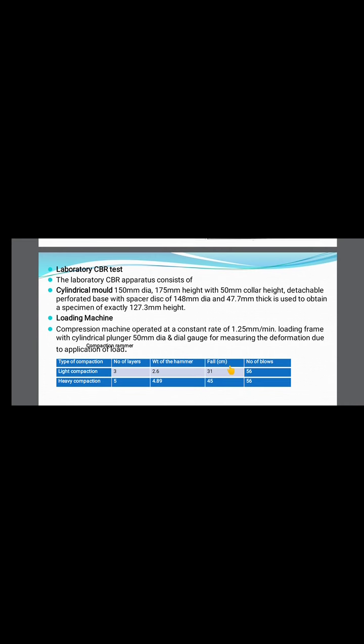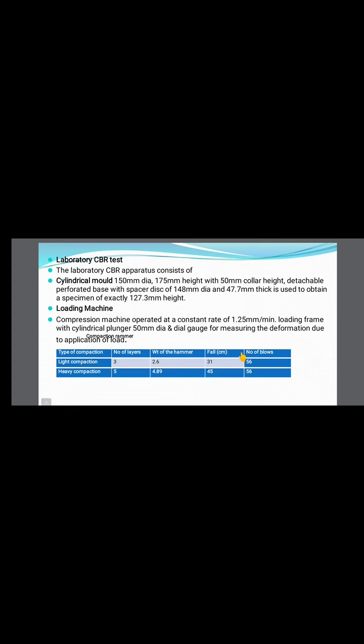Then the loading machine, a compression machine operated at a constant rate of 1.25 mm per minute. Loading frame with a cylindrical plunger of 50 mm diameter, and dial gauges for measuring the deformation due to application of load.